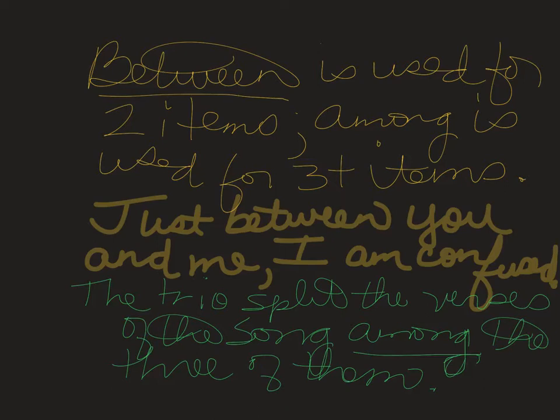So here we go, the final three. First, prepositions. Some troublesome prepositions. The word between is used for 2 items, while among is usually used for 3 or more. Examples: just between you and me, I am confused. The trio split the verses of the song among the 3 of them.